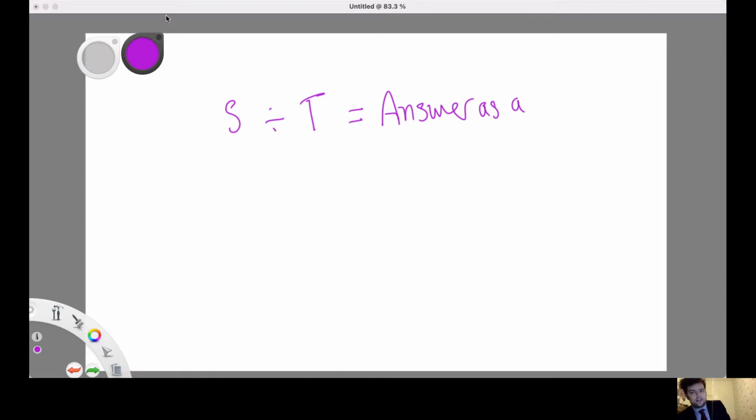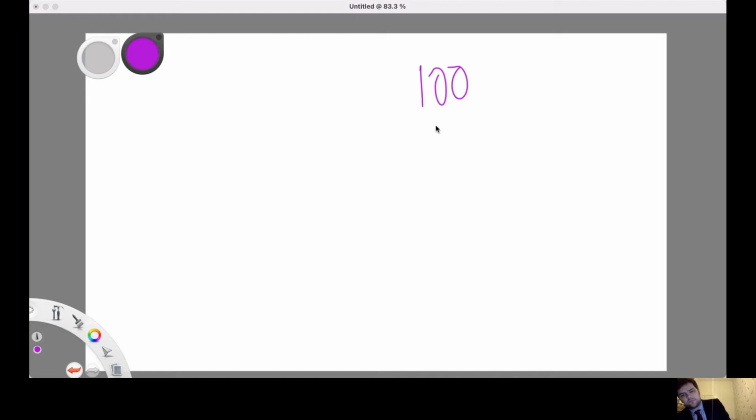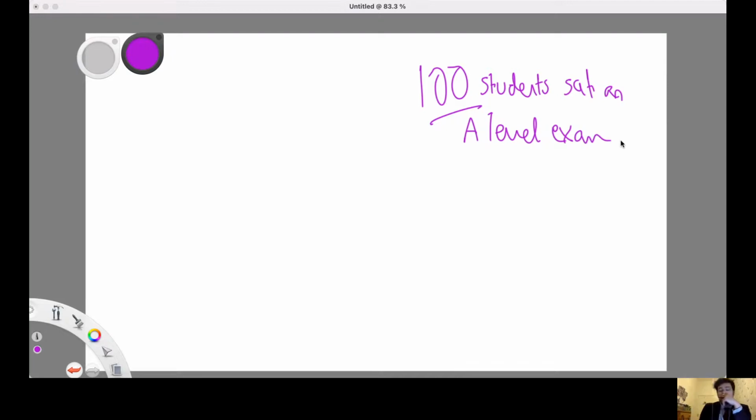But now let's go back the other way. What if we have a decimal and we want to turn it into standard form? Let's say we get told, I'll start with a simple one, 100 students have completed a test. So 100 students sat an A-level exam. That'll be you very soon. I would urge you to highlight this because this is your total, your total number of students.